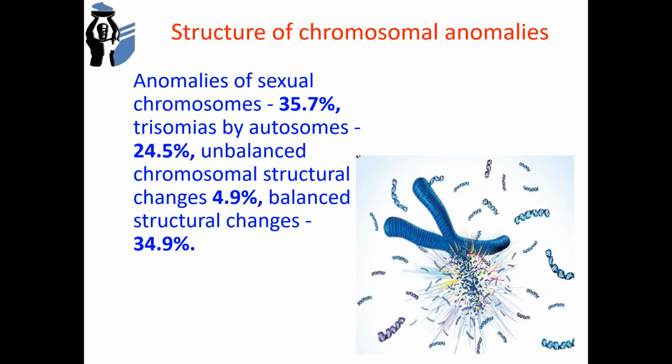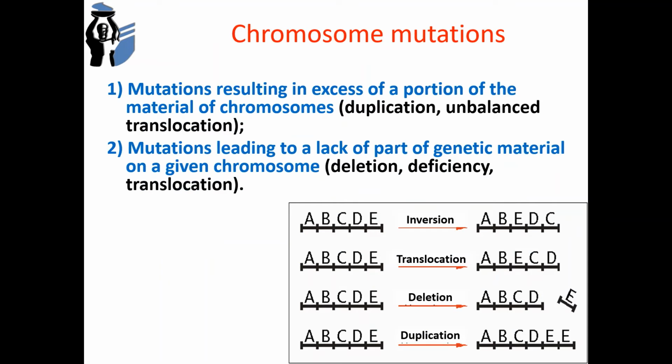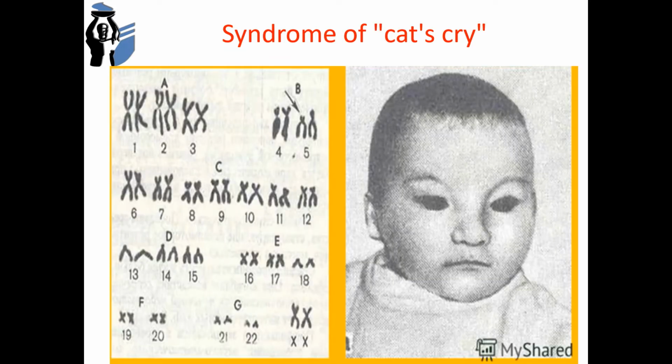Chromosome mutations include two groups. Mutations resulting in excess of a portion of the material of chromosomes, for example, duplication, unbalanced translocation. And mutation leading to a lack of part of genetic material on a given chromosome: deletion, deficiency, and translocation. For example, Cri-du-chat syndrome. This is the deletion of the fifth chromosome, short arm. The frequency of its occurrence is 1 in 45,000 newborns.